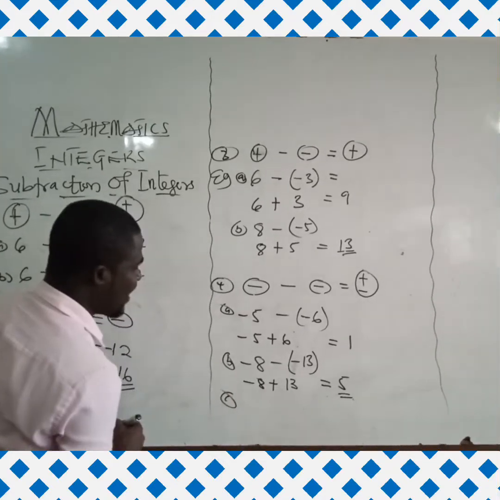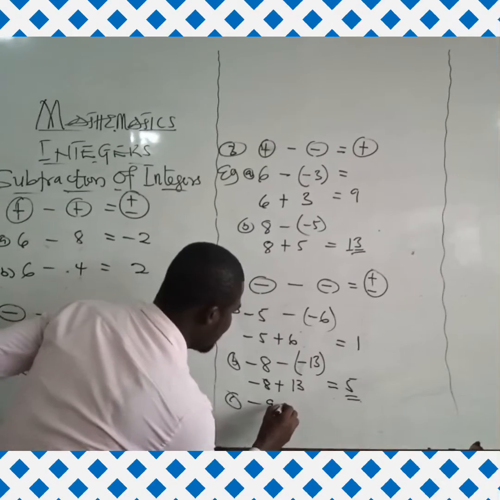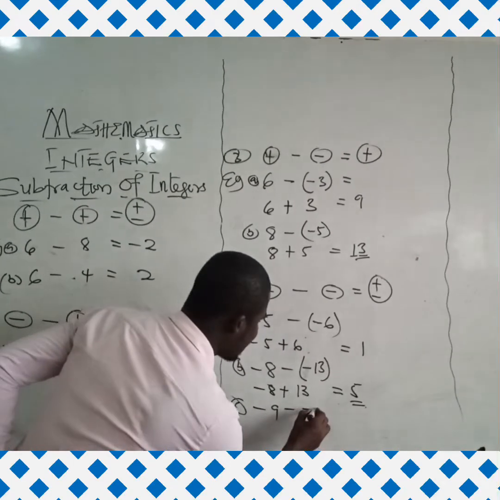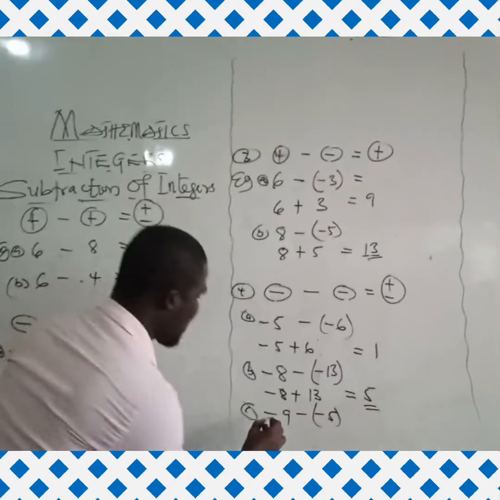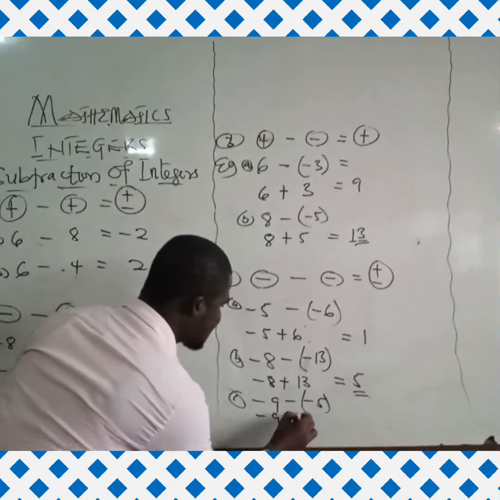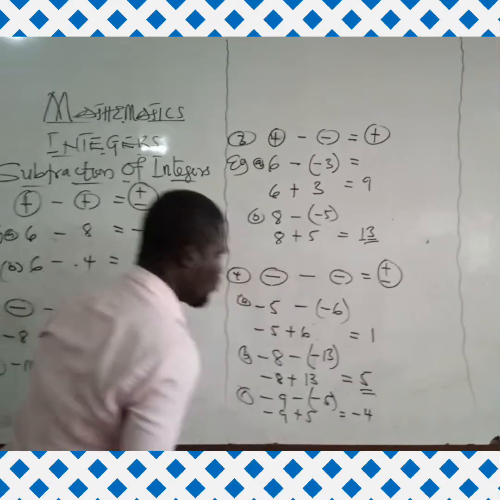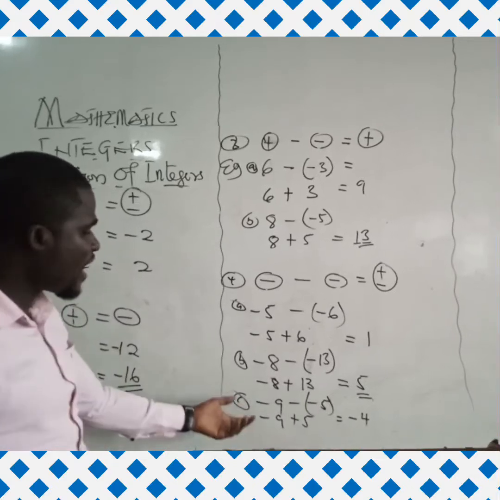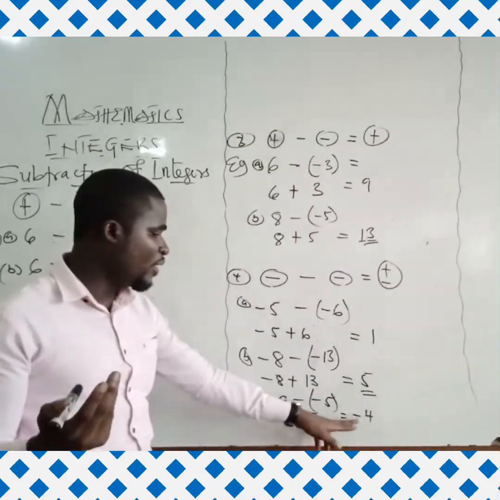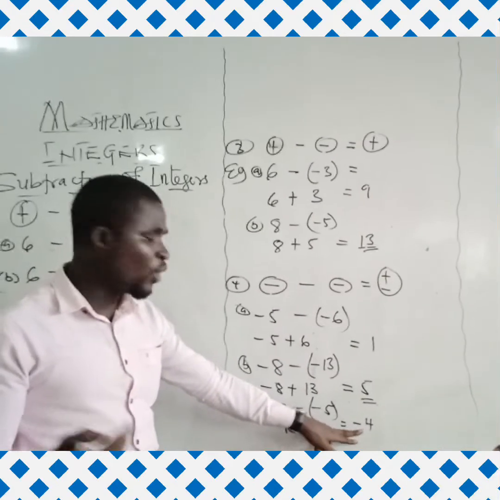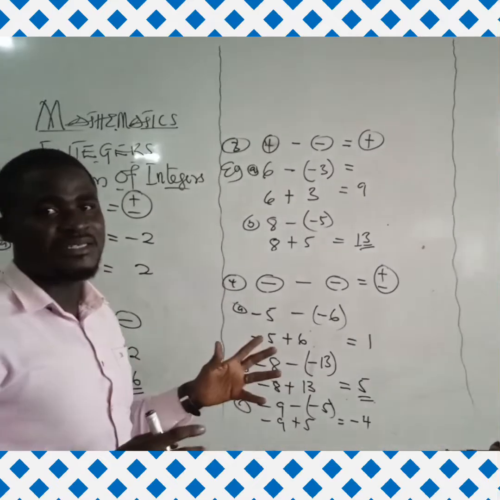Okay, let's try the last one. If I have negative 9 minus negative 5, I'm going to have negative 9 plus 5, which will give me negative 4. Because you are owing me 9, you've paid 5. How much are you owing? You are owing negative 4. So this is how you are going to subtract integers.